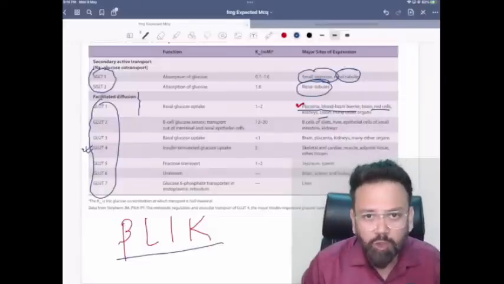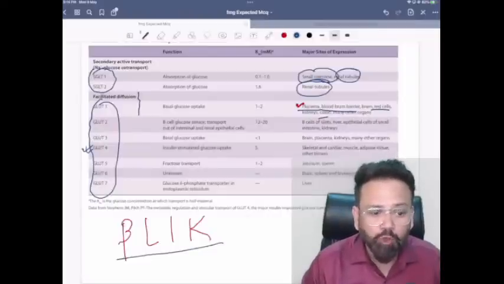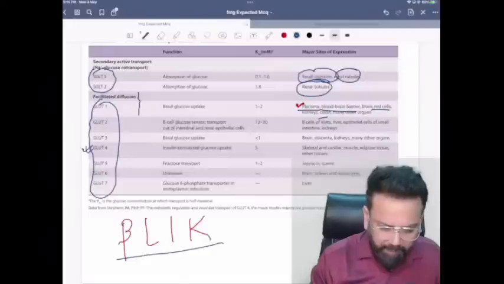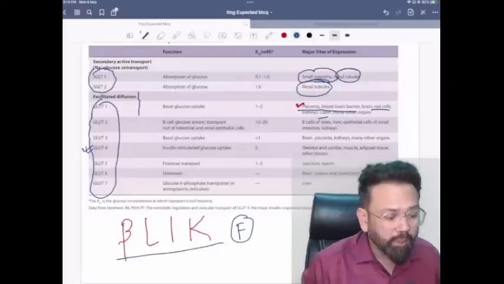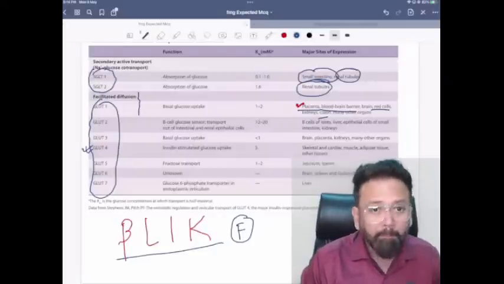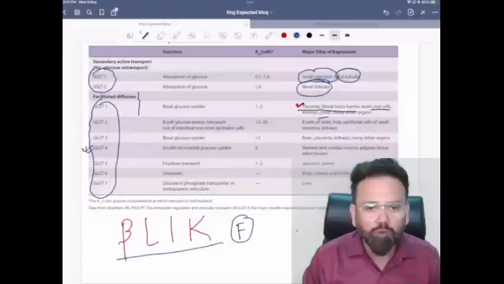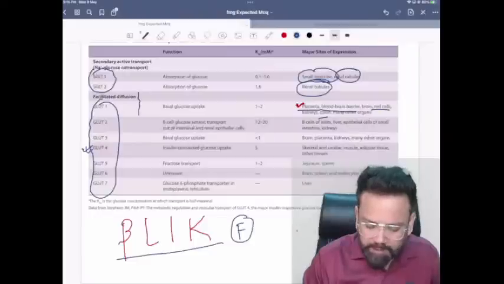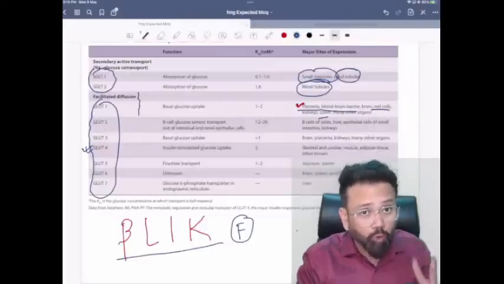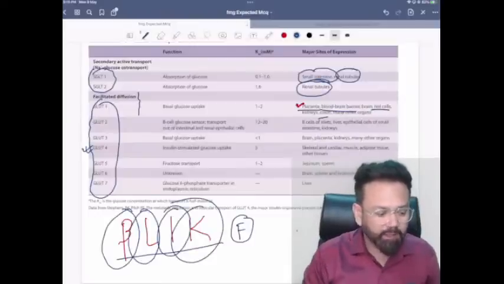Which GLUT is insulin dependent, doctor? It is GLUT4, and it is present in the skeletal muscle, in the cardiac muscle and in the adipose tissue. GLUT5: F for 5 and F for fructose. So GLUT5 is for the fructose present in the sperm and in the jejunum. Remember, F for 5 and F is also for fructose. It is present in the jejunum for fructose absorption and in the sperm also. GLUT6 and GLUT7 are not that important. But remember GLUT2 in the beta cell, in the liver, intestine and in the kidney. This is very, very important.